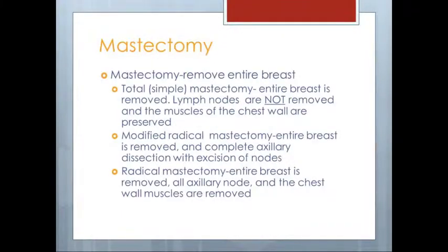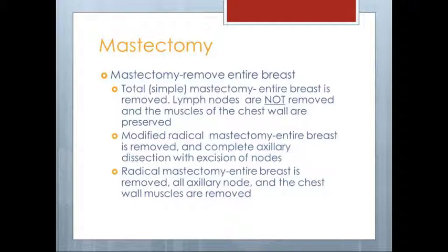Treatment of breast cancer. A common treatment for breast cancer is mastectomies. There are 3 different types. During a total or a simple mastectomy, the entire breast is removed. The lymph nodes are not removed and the muscle and the chest wall are preserved.